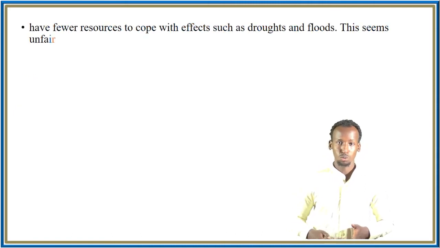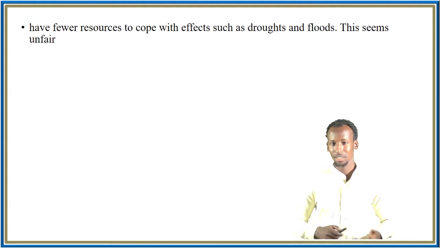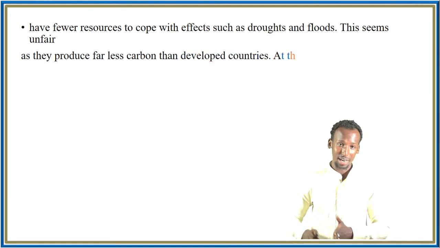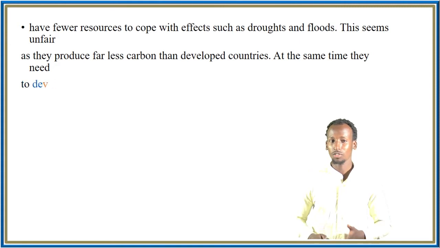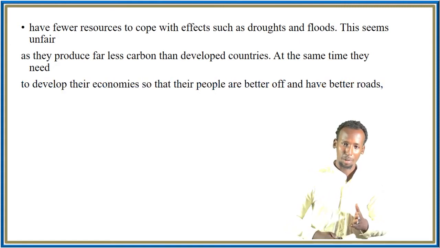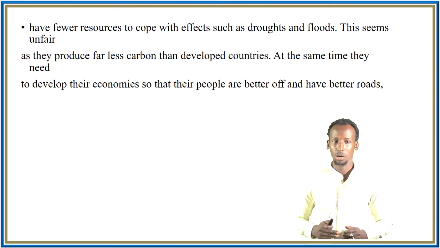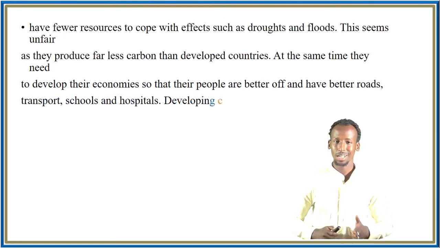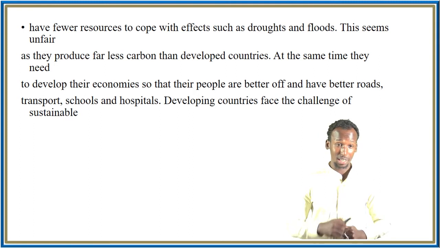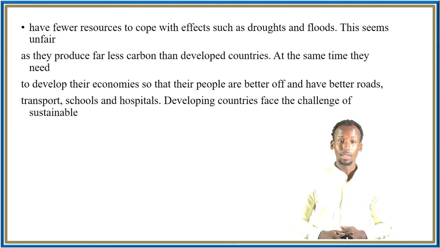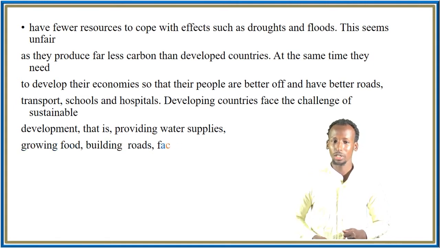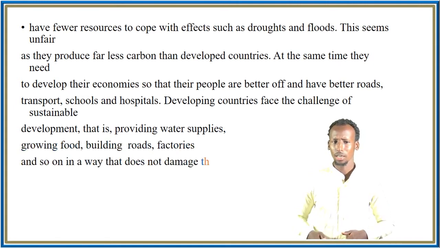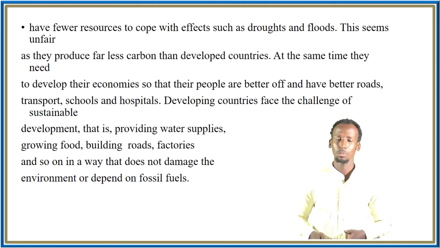Developing countries have fewer resources to cope with effects such as drought and floods. This seems unfair as they produce far less carbon than developed countries. At the same time, they need to develop their economies so that their people are better off and have better roads, transport, schools and hospitals. Developing countries face the challenge of sustainable development, that is, improving water supplies, growing food, building roads, factories and so on in a way that does not damage the environment or depend on it.